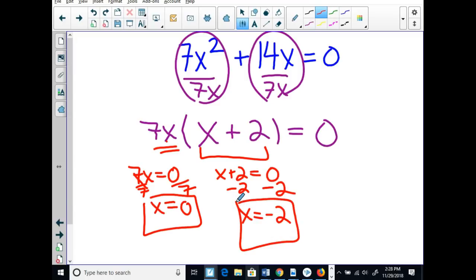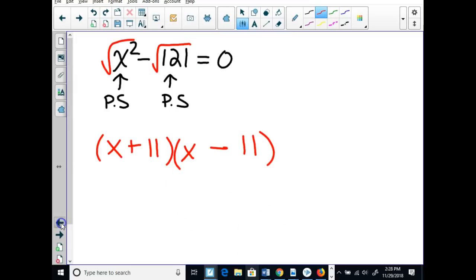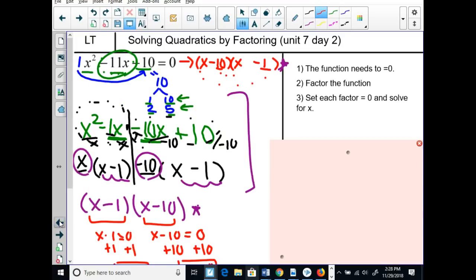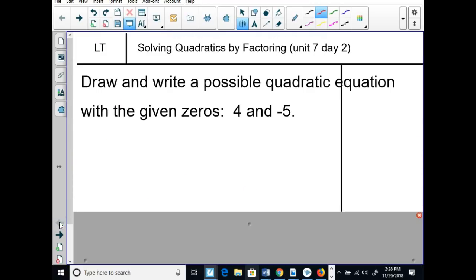All right, I'm almost done. Solving by factoring. We have our 3 steps down. We have a couple different variations. Hopefully you've been pausing where you need to, fast forwarding if necessary as well. The last thing I want to talk about is on the homework. It may ask you to draw and write a possible quadratic equation with the given zeros, 4 and negative 5. After all this work with factoring, hopefully you can understand how to go backwards.